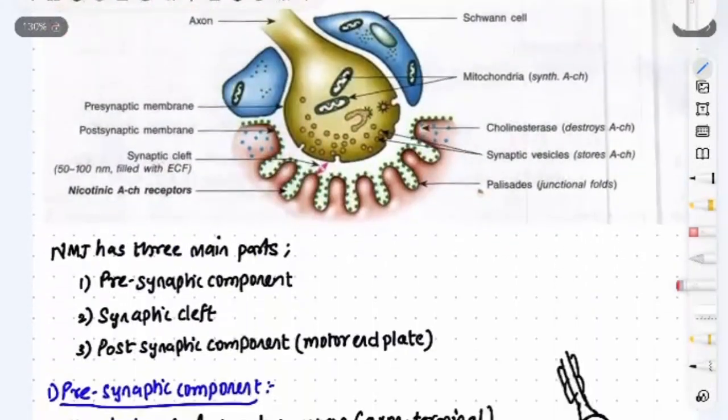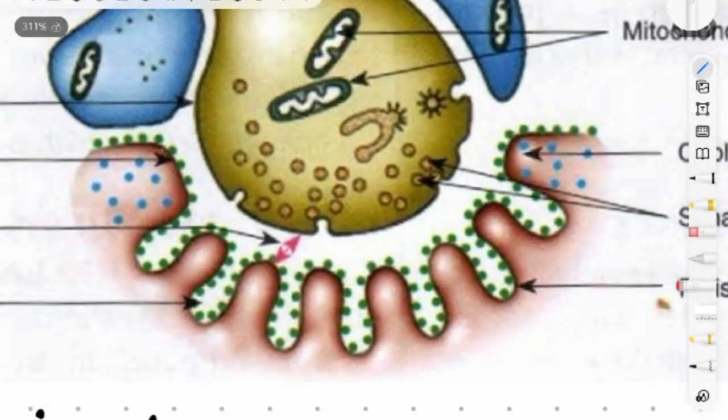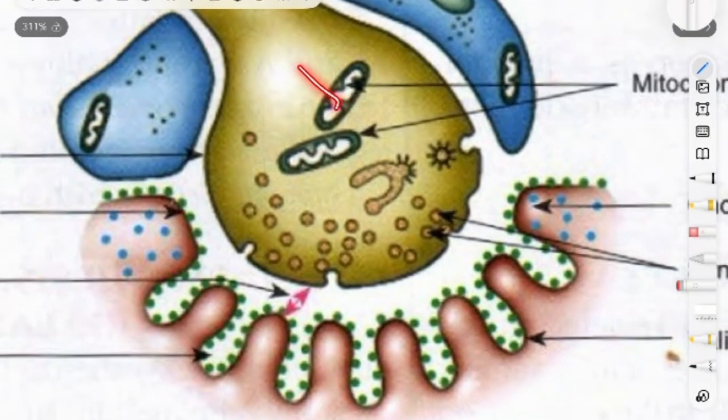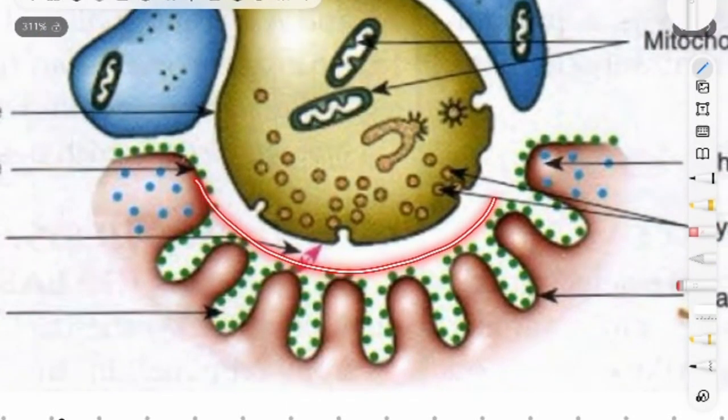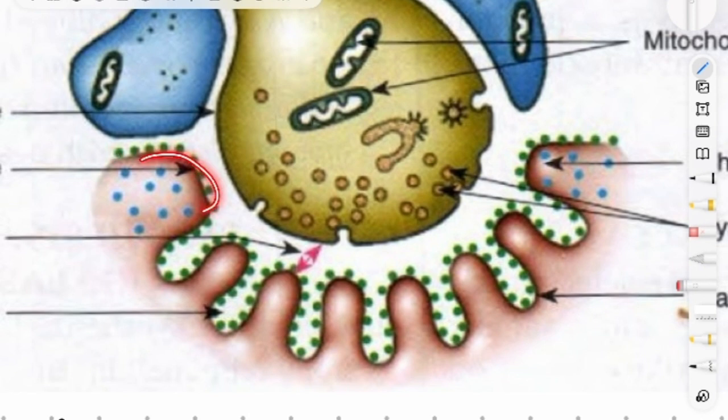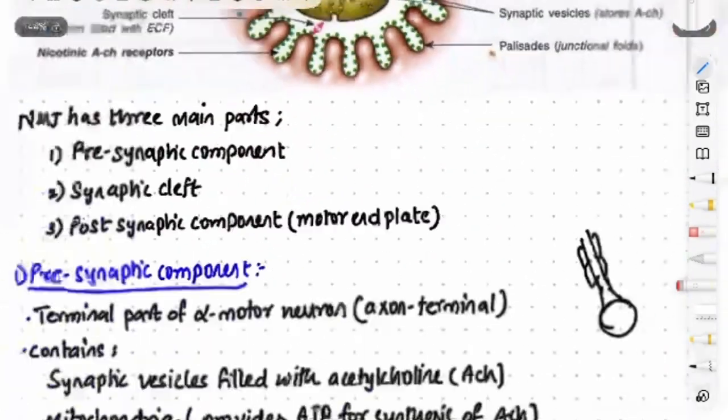We'll be looking at the diagram here. You can see here, these are the subneural clefts and these are the nicotinic receptors. So in the presynaptic membrane, we have mitochondria and synaptic vesicles. In the synaptic cleft, we have acetylcholine esterase. In the postsynaptic membrane, we have the receptors. Which receptors? Nicotinic acetylcholine receptors, and of course subneural clefts.